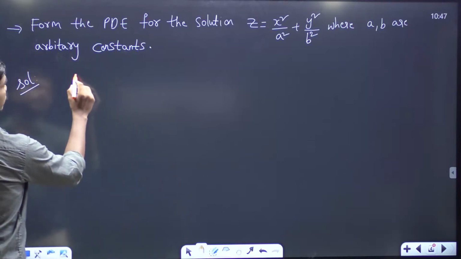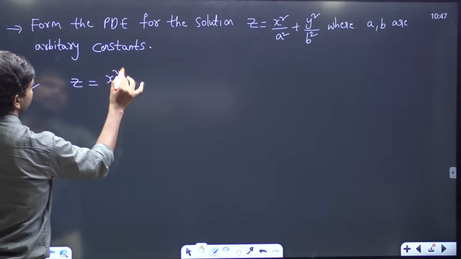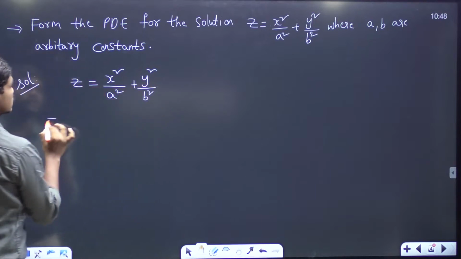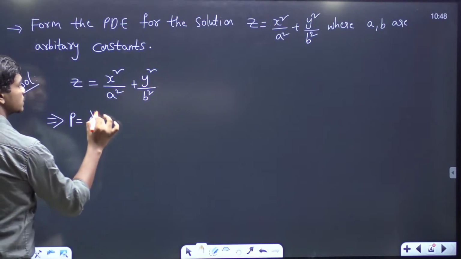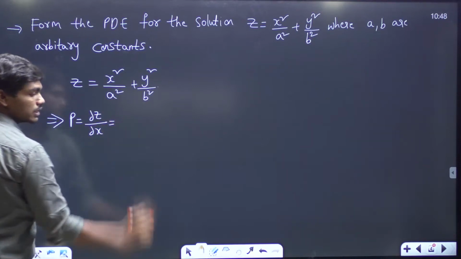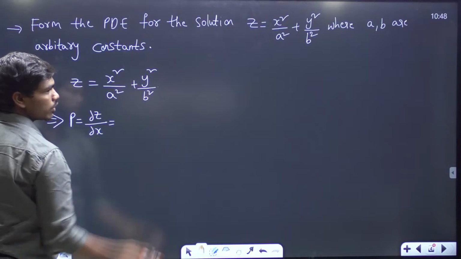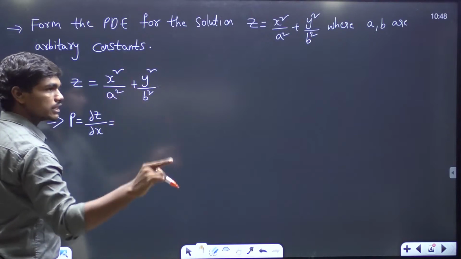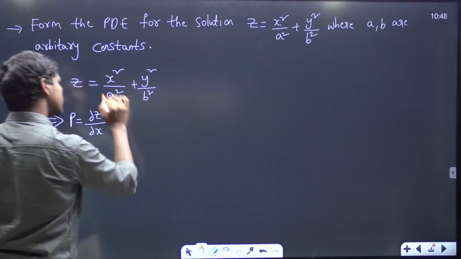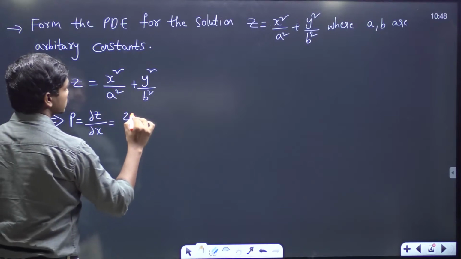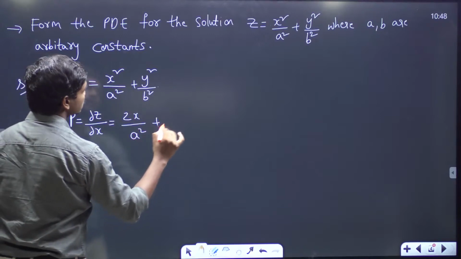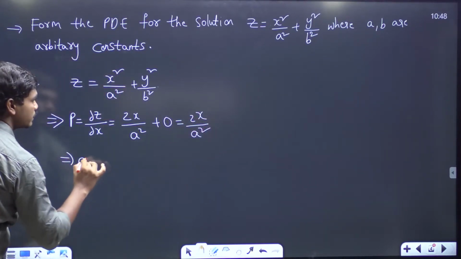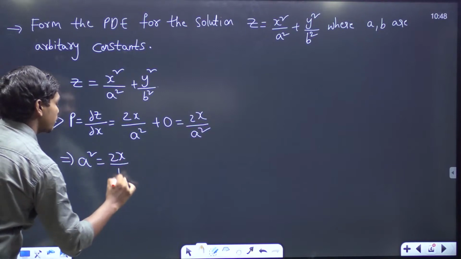So see here, let me try to solve this question. We have z is equal to x square by a square plus y square by b square. Correct. So this implies p is equal to dou z by dou x. If you differentiate this with respect to x partially, then b is a constant and y is also a constant, which means this complete term goes to 0, because differentiation of this complete term with respect to x is 0. So differentiation of this term with respect to x is 2x divided by a square plus 0, which is 2x by a square. So what about a square now? This a square can be written as 2x divided by p.